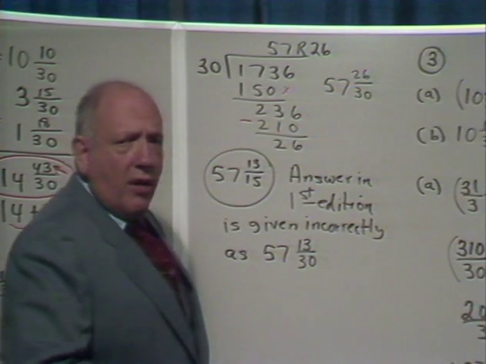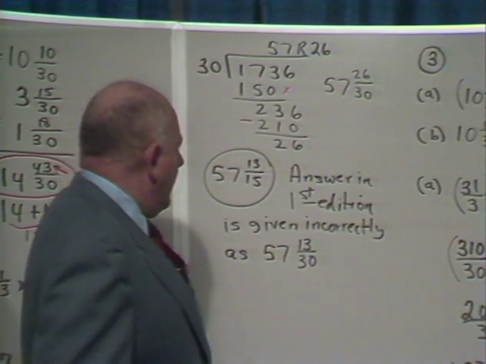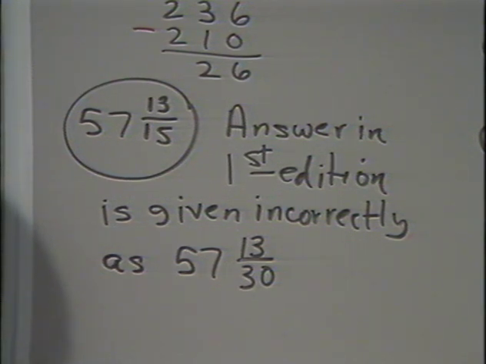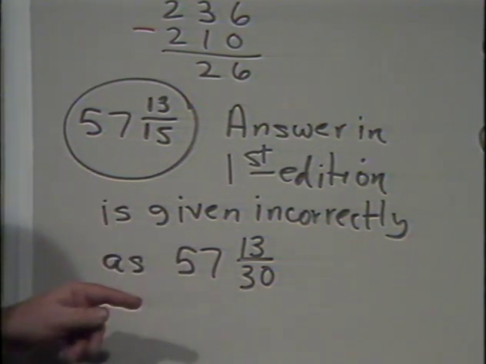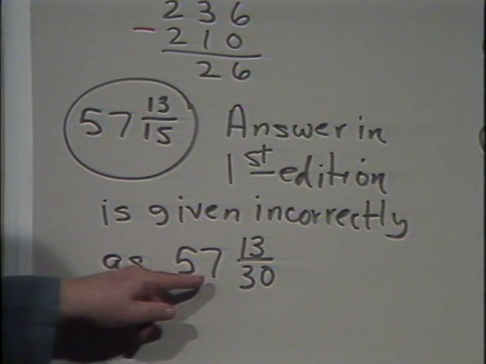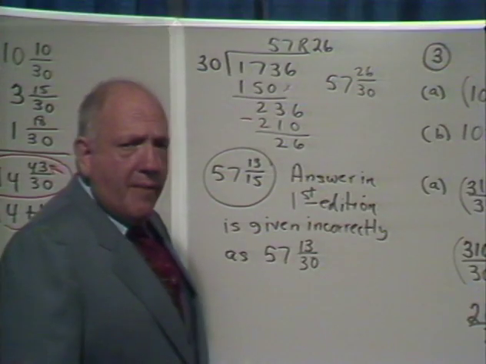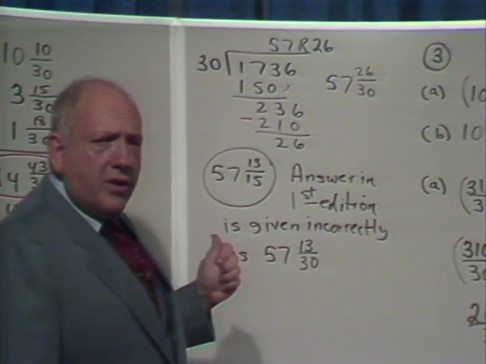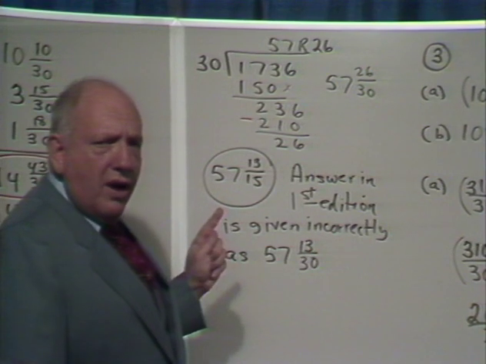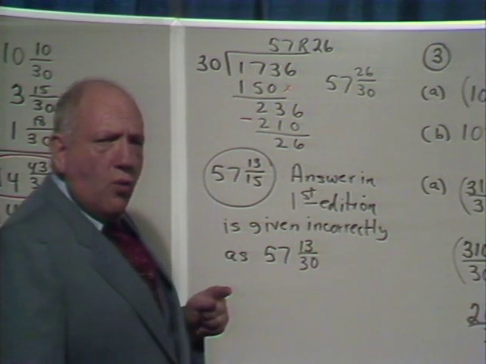And again, let me apologize for something. In the first edition of the study guide, the answer is incorrectly given as 57 and 13/30, as opposed to 57 and 13/15. And by the way, let me come back to the beginning of this problem for just a second or two to point out again what I don't want you to do.